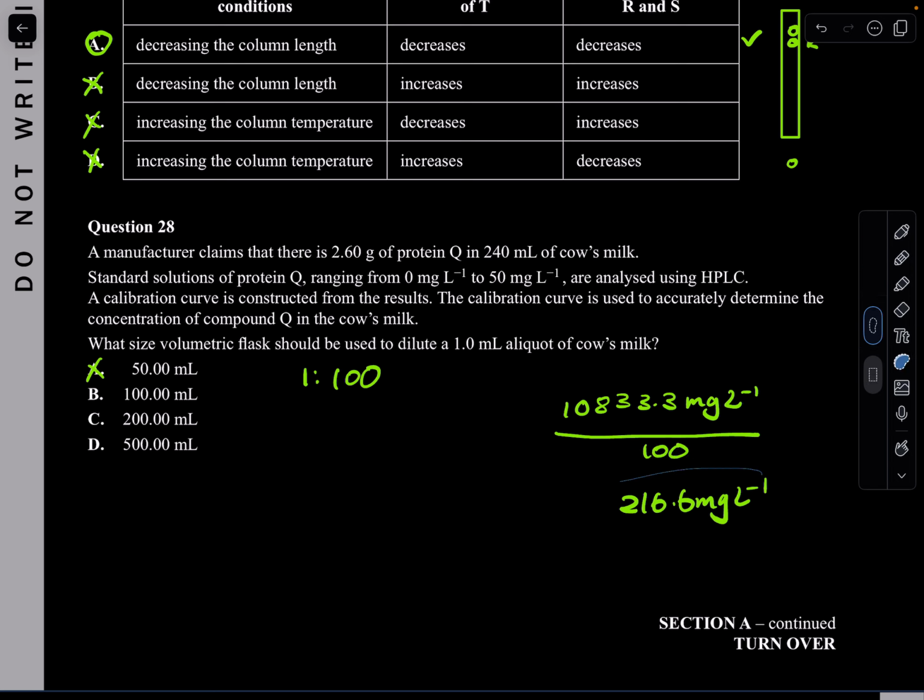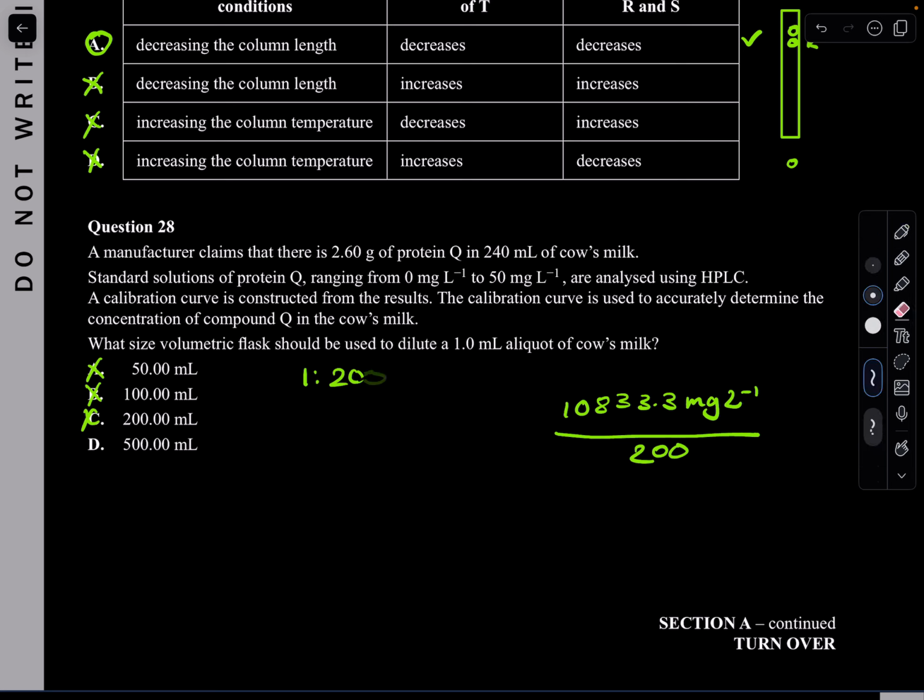What happens now? Does it fit in that range? 3 divided by... You get 108, which still does not fit in that range, so wrong. What about the next one? 200? What about if we put 200? 1 to 200 ratio. Let's try that. You get 54. Now that's close, but it's again still out of that range. So it has to be D.